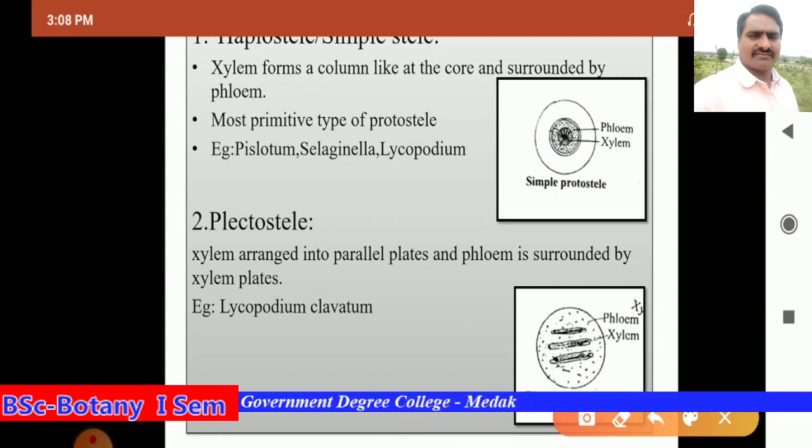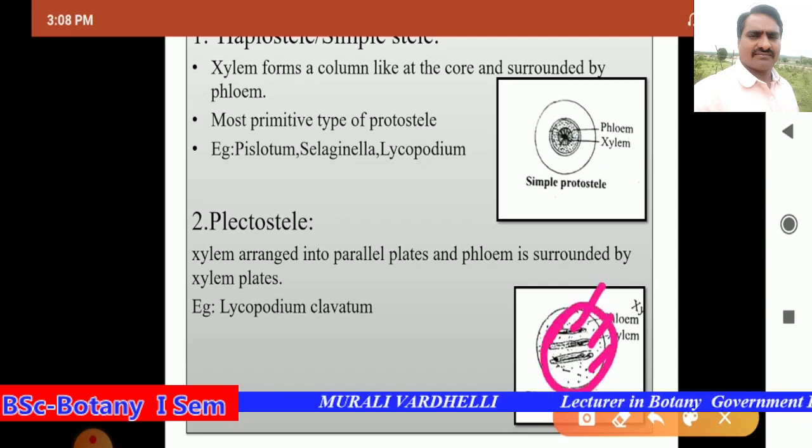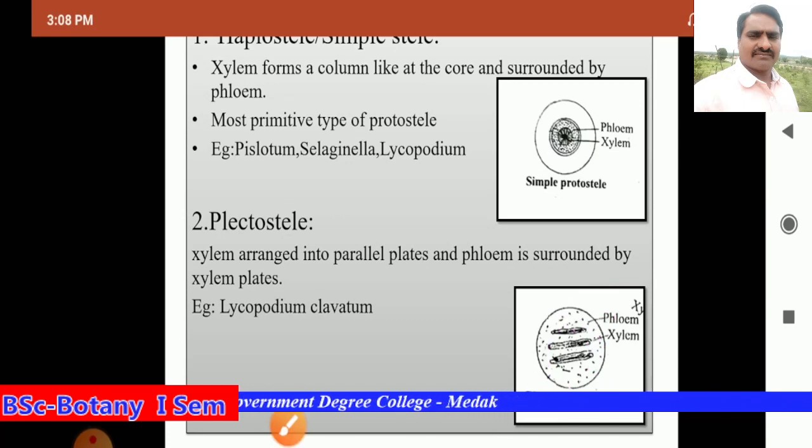You can observe in this that these plates are xylem plates. These xylem plates are surrounded by the phloem. So this type of protostele is called plectostele, right? We can observe this type of plectostele in the Lycopodium clavatum species.